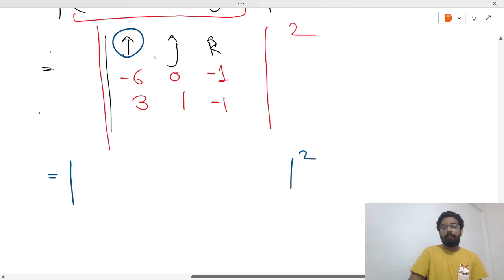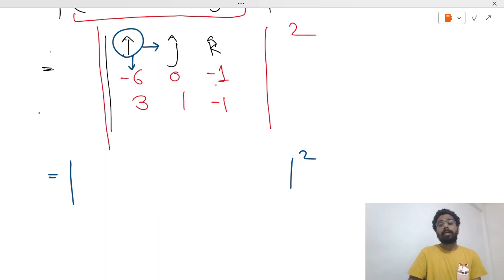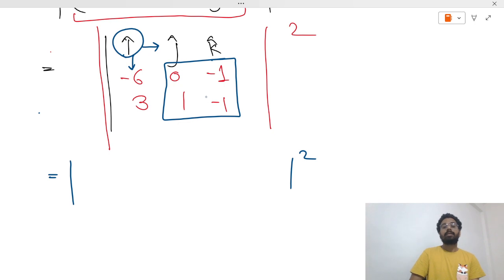Solving for i, when you solve for i, it's exactly the same technique you have used for a determinant. So eliminate the row and column of i cap. What you will be left with is this. Then cross multiply. 0 into minus 1 is 0. Minus 1 into minus 1 is minus 1. So minus of minus 1 is 1 i cap.